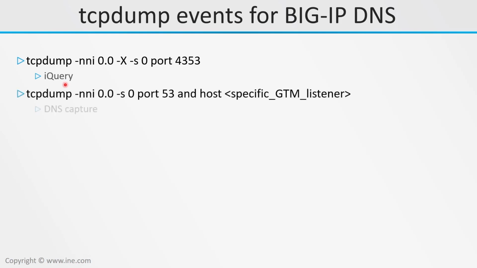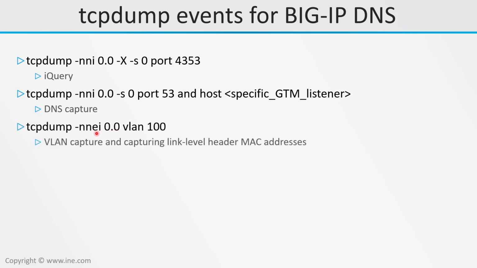All right. So second example, we're doing the same as the first one, but in this case we're specifying port 53 going to a specific GTM listener. So say you have a UDP listener, you expect to see DNS traffic on your BIG-IP device. You can see DNS requests and responses.